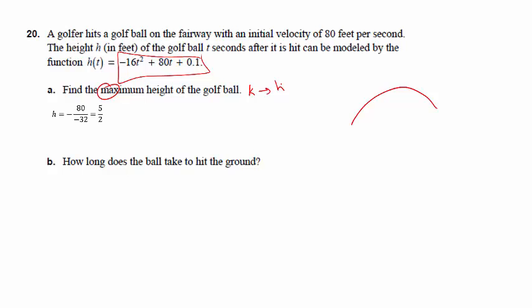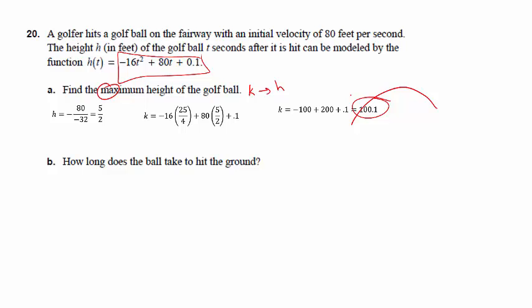So I'm actually going to use the old way of doing that. I'm not going to do the whole complete the square thing. All right, so I'm going to do opposite of b over 2a and end up getting positive 5 over 2. I'm going to plug that back in for t in my formula, and I end up getting 100.1. So the max height of the ball is 100.1 feet.